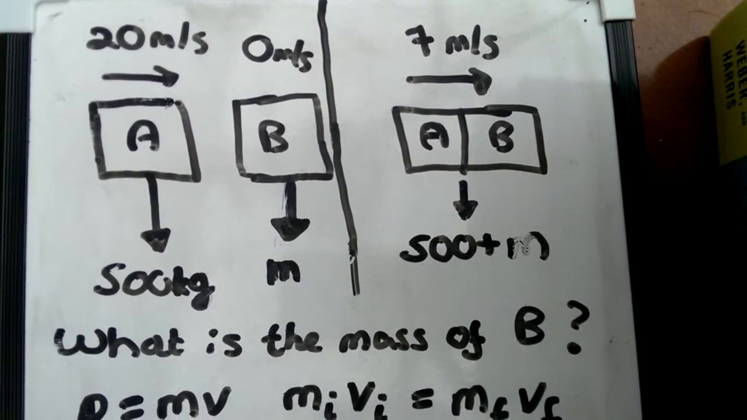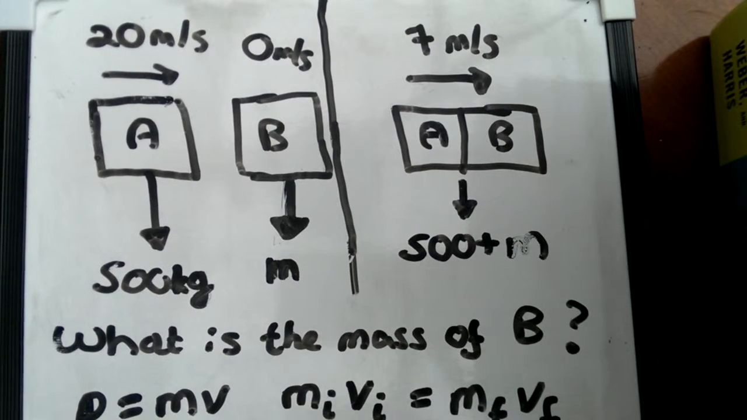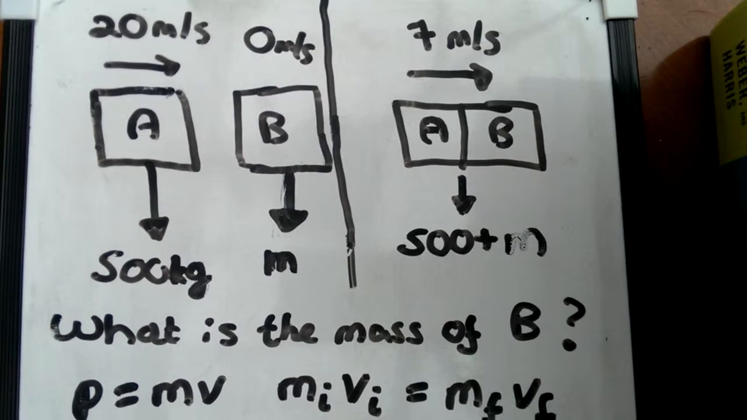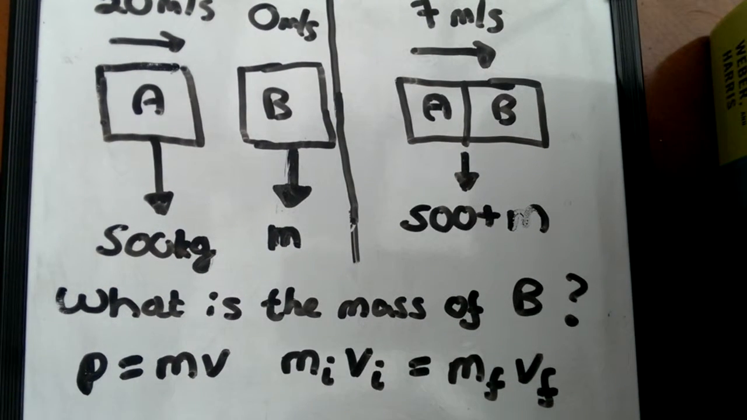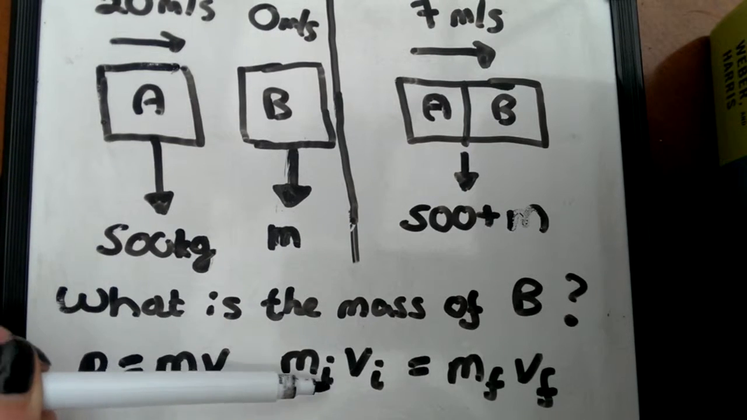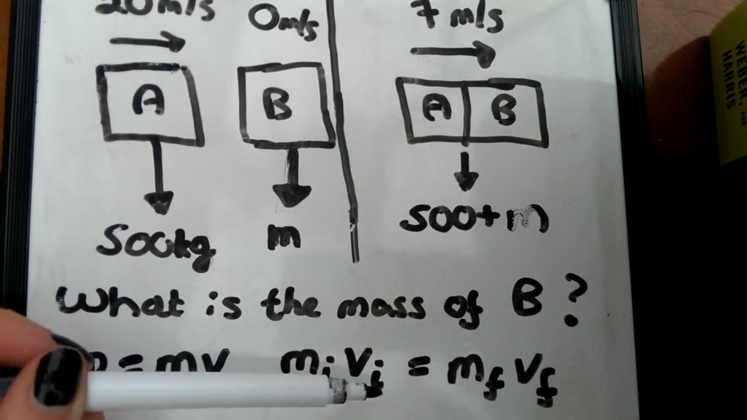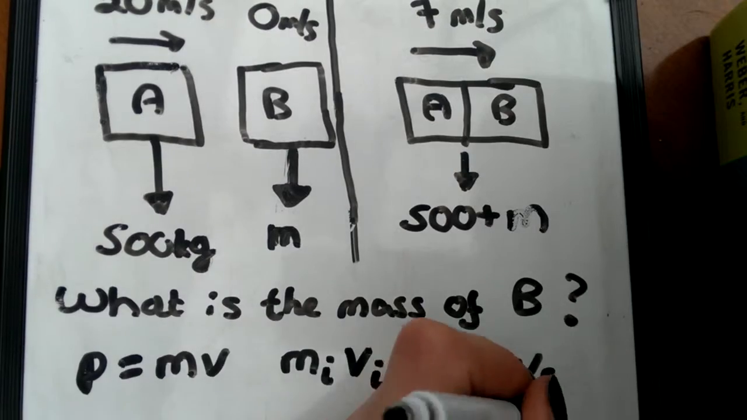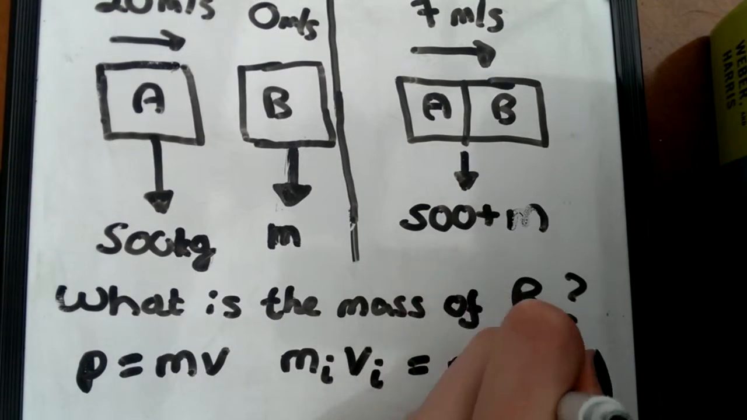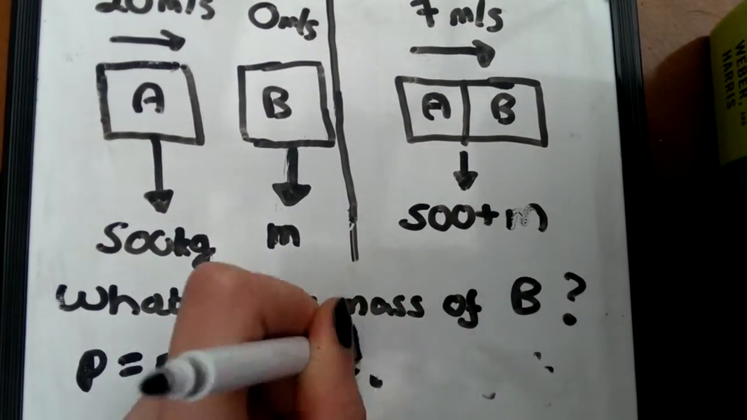So from this scenario and the information given, we can calculate what the mass of B is by using the law of the conservation of momentum. So momentum can be written as rho, and this equals mass times velocity. So we can use the fact that the initial mass times the initial velocity is going to equal the final mass times the final velocity to solve for B.